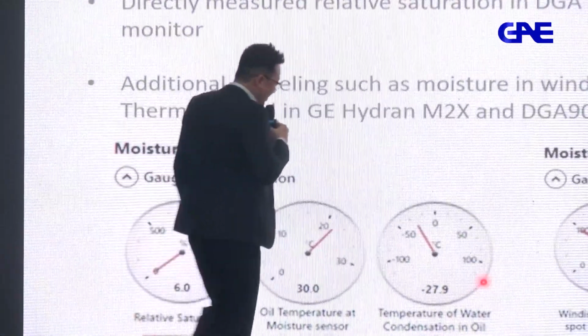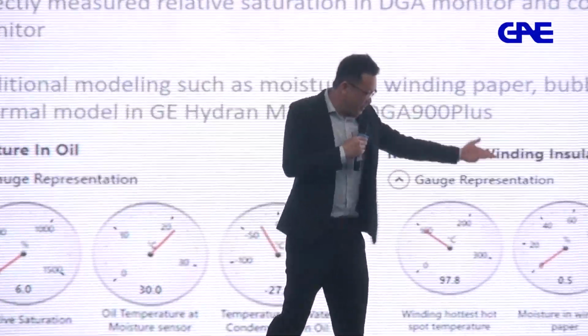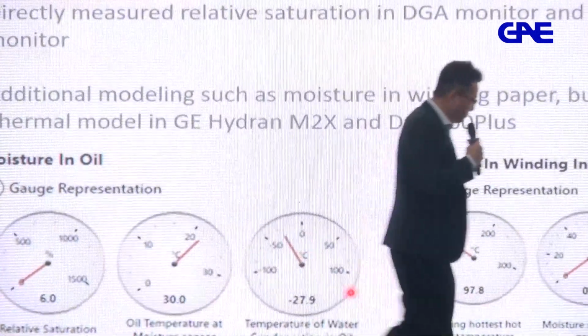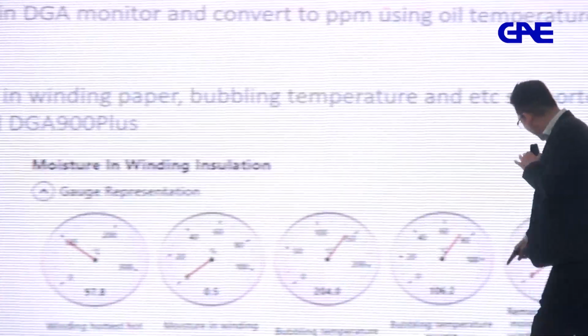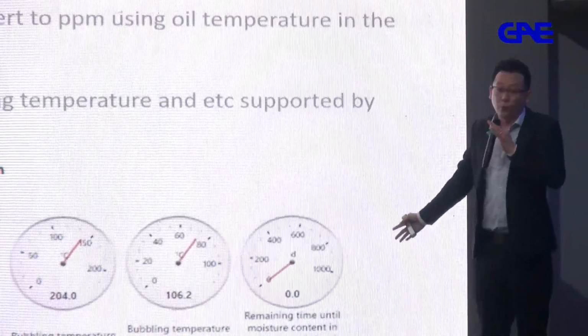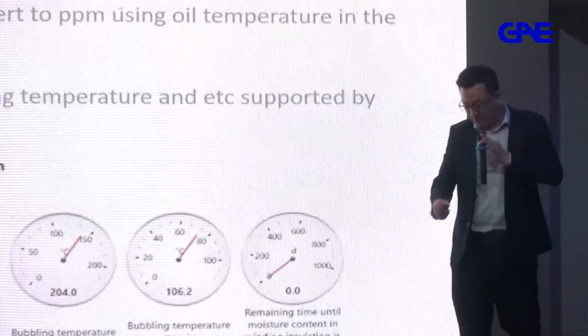Then of course you have the bubbling temperature, then the bubbling temperature margin, and so on. Last but not least, not forgetting the remaining time until moisture content in winding insulation becomes critical.